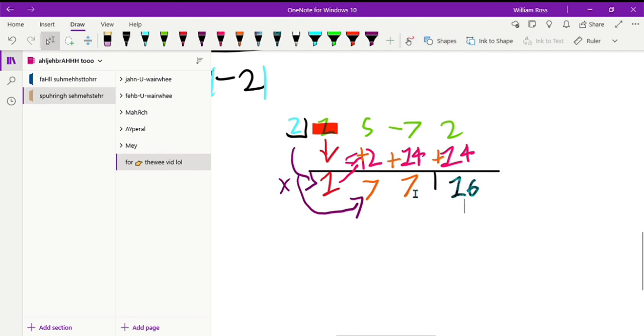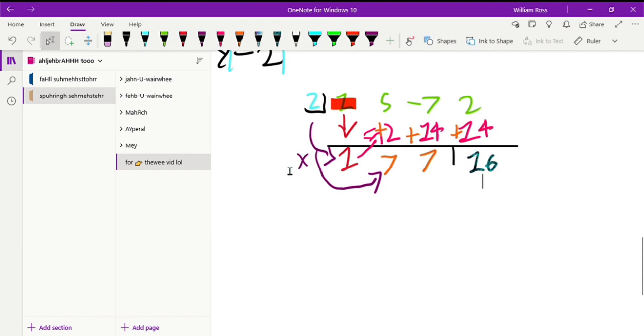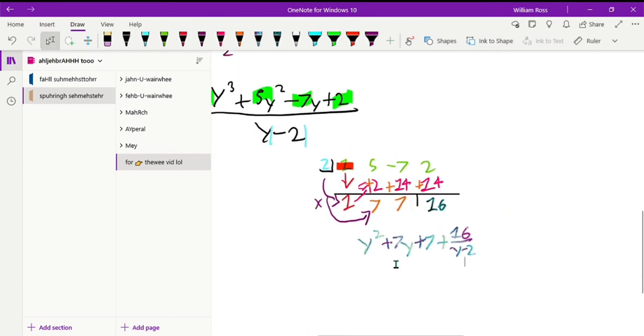Now, as I said, number, then variable squared, and so forth, from right to left. So in this case, it will be y squared plus 7y plus 7 plus 16 over y minus 2. And that's it.